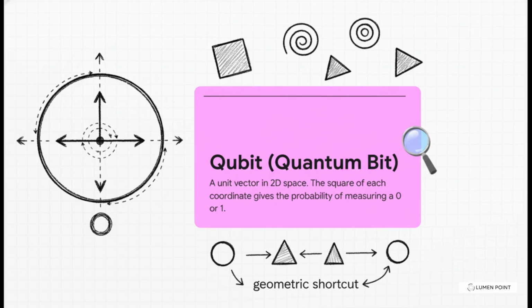You can picture its state as an arrow on a circle. The more that arrow points horizontally, the higher the chance you'll measure a 0. The more it points vertically, the higher the chance of a 1. And really, at its core, a quantum algorithm is just a super clever way to rotate that arrow so it points right at the answer we're looking for.